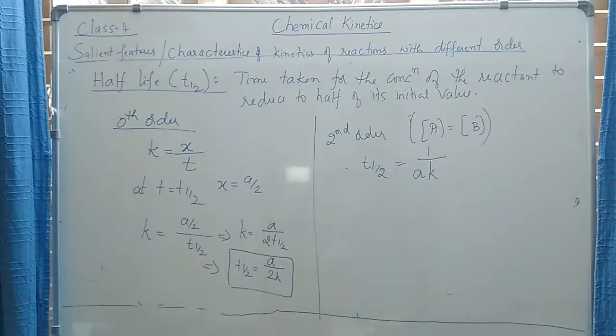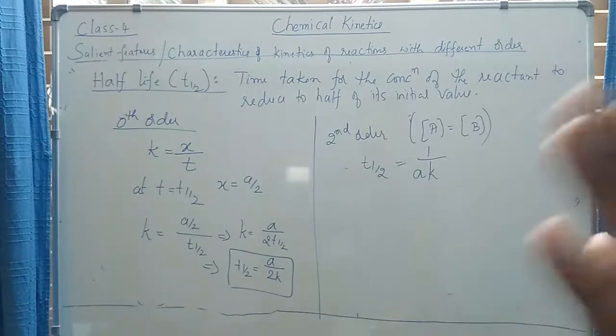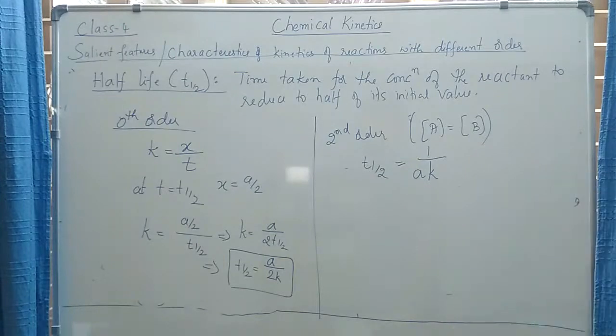For a zeroth order reaction, half-life is always directly proportional to A. For a first order reaction, half-life is independent. For a second order reaction, half-life is inversely proportional to A, and these relations are true only for a particular reaction. There is no other reaction other than a first order reaction where half-life is independent of A. So half-life can be used for finding out the order of the reaction. How, that mathematical detail we will discuss later. Now what is the expression for half-life for a general nth order reaction?